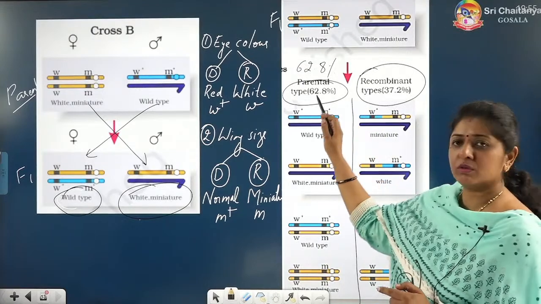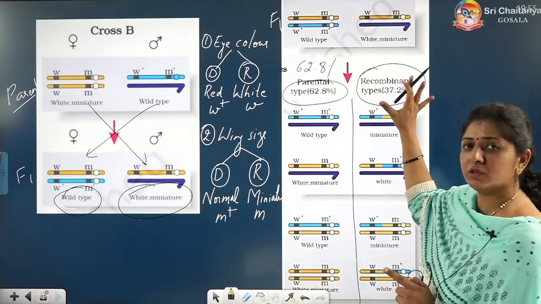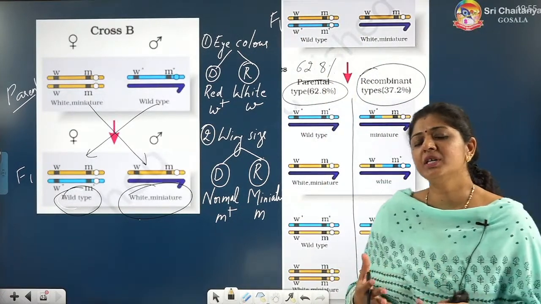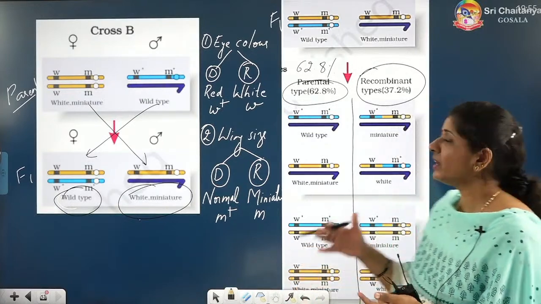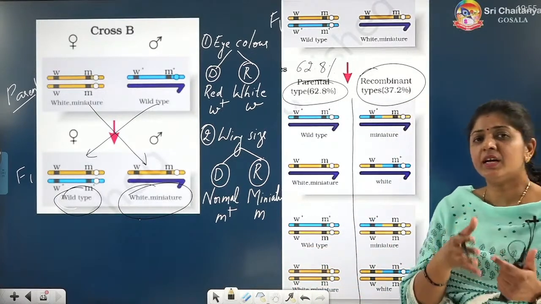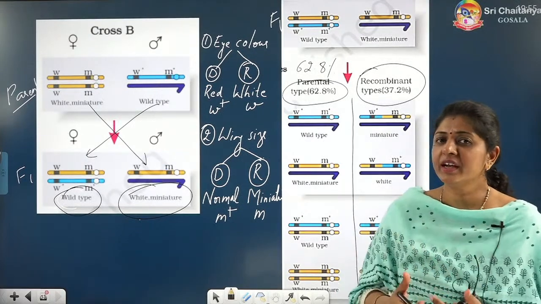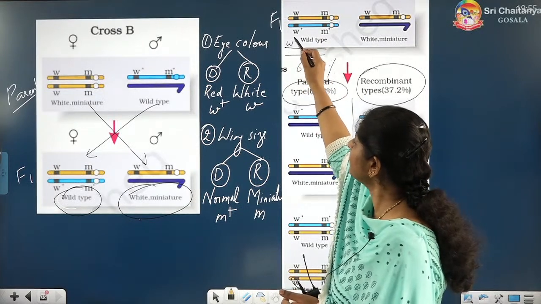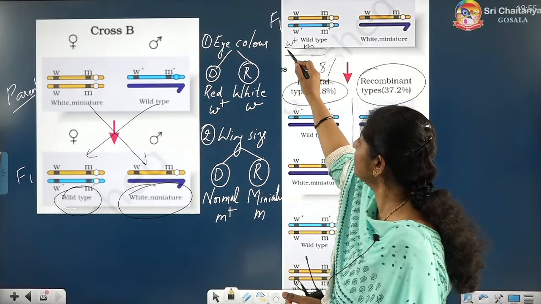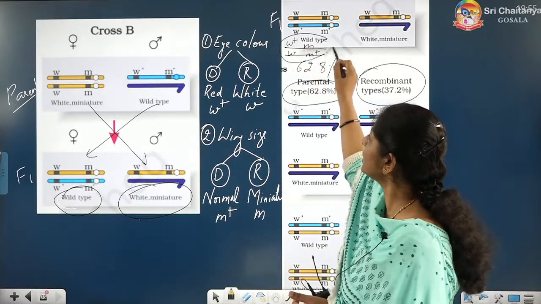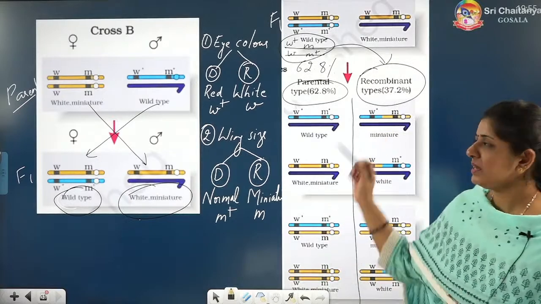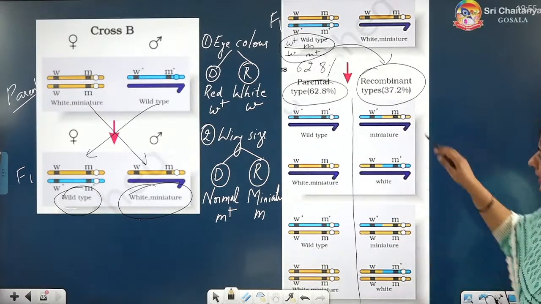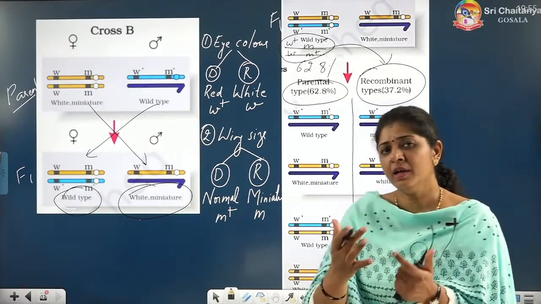Don't compare these two now. You have to compare the recombination of this cross with the first cross, meaning cross A. In cross A, how much recombinant percentage did we get? 1.3%. Here, how much recombinant percentage will we get? 37.2. How are we getting that? I already discussed it. If crossing over happens, then it will become W plus M and WM plus. Now you have to consider this for the recombination: this will make the gametes and combine with the male chromosome, and you will get a recombinant type of phenotypes which is not there in the parents.